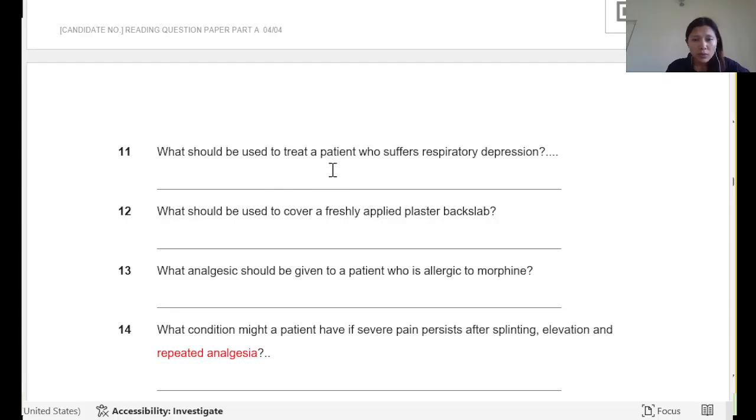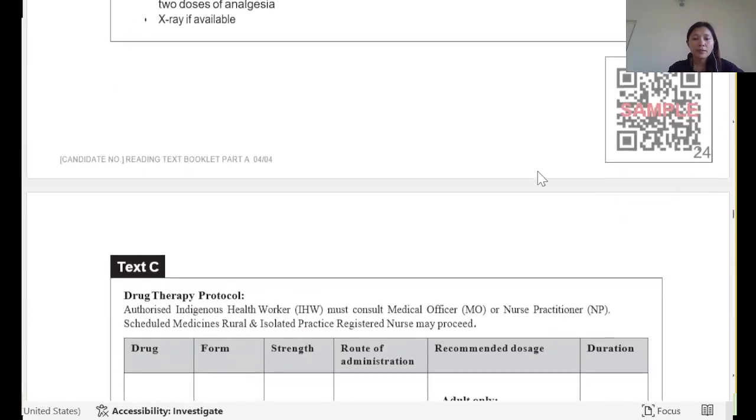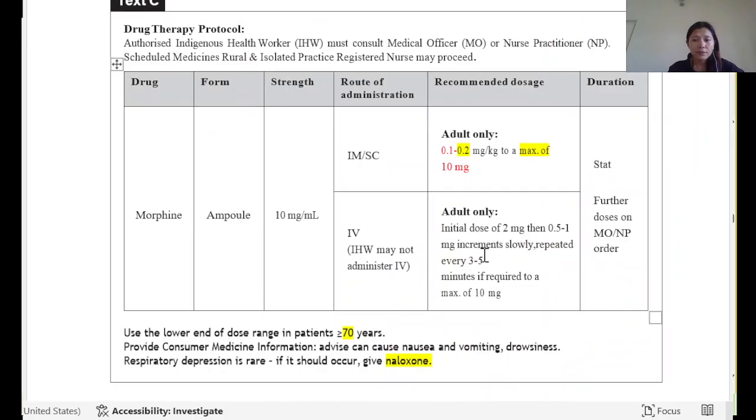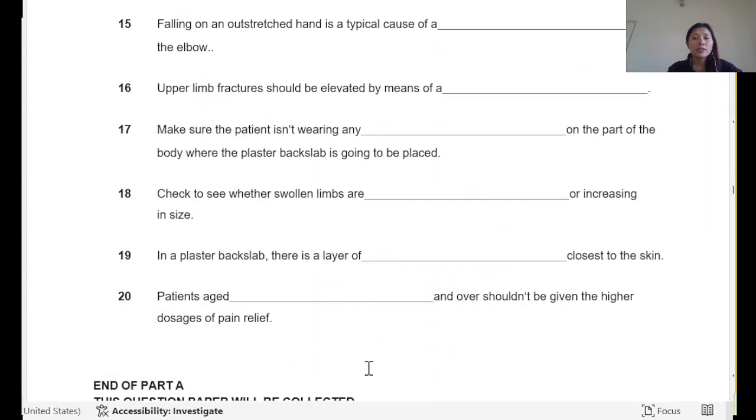Number 11: what should be used to treat a patient who suffered respiratory depression? If the patient is suffering from respiratory depression, what is the treatment? So we have seen the medicine, right? Here, I cannot see it. Respiratory depression is rare. If it occurs, give naloxone. So the answer is naloxone. This is a way to tackle it.